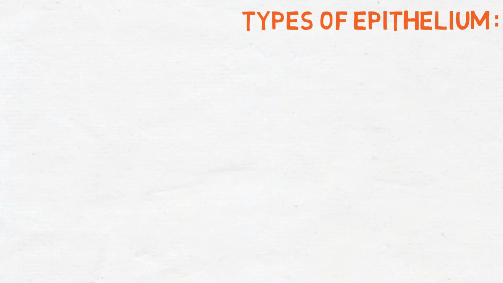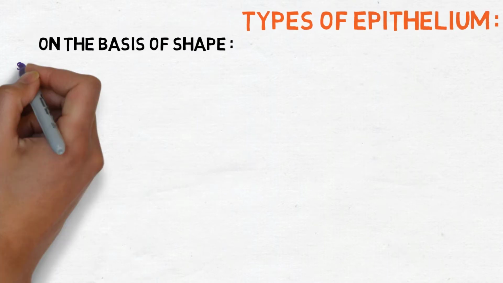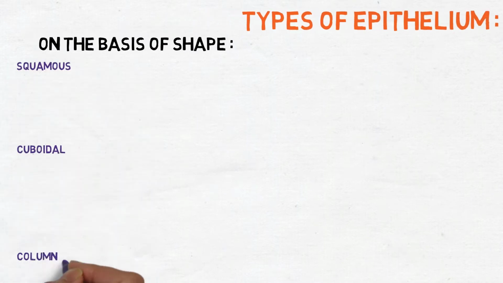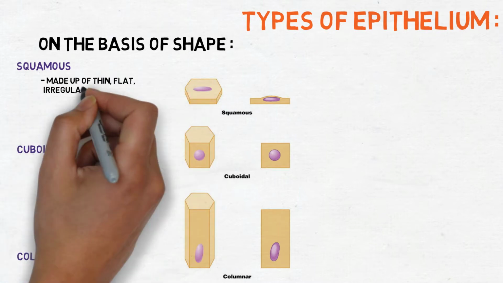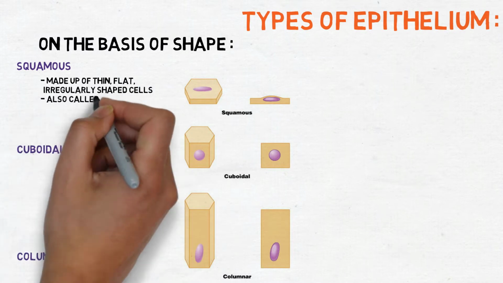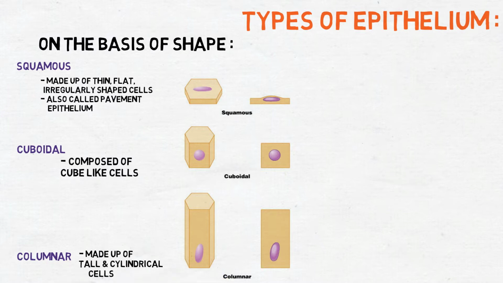Types of epithelium can be named depending on the shape and number of layers of cells. On the basis of shape, they can be squamous, cuboidal, and columnar. Squamous epithelium is made up of thin, flat, irregularly shaped cells which fit together like tiles on a floor or pavement, so it is also called pavement epithelium. Cuboidal epithelium is composed of cube-like cells, and a cube obviously has equal length, width and height. Columnar epithelium is made up of tall and cylindrical cells.